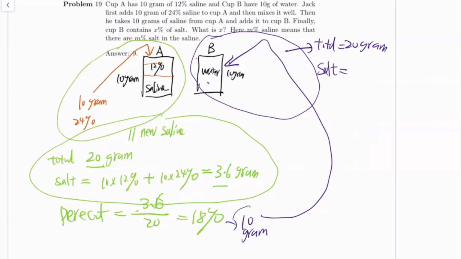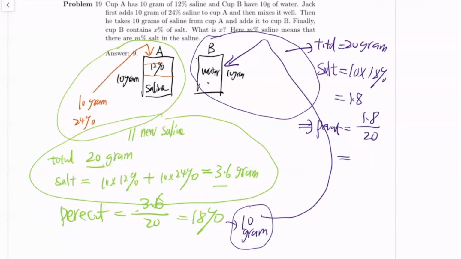And the salt, because B is pure water, there's nothing it can contribute in terms of salt. So the salt is all from here. So it's 10 times 18%, which is 1.8. Then the percent of this new one will be 1.8 over 20, which is 9%. So the percent of the new solution is 9%.